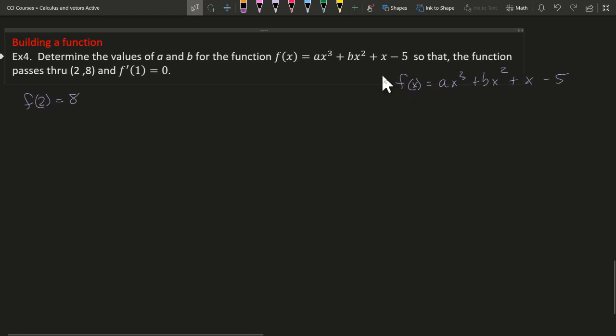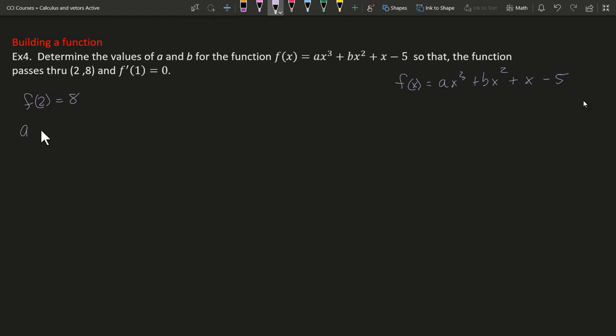So let me go ahead and try that and see what happens. I'm going to take this function, plug in 2 for x, and set it equal to 8. So it's a times 2 to the third plus b times 2 squared plus 2 minus 5. That all should give me the value 8. I've got an equation that looks pretty cool, except that it's got an a and a b in it.